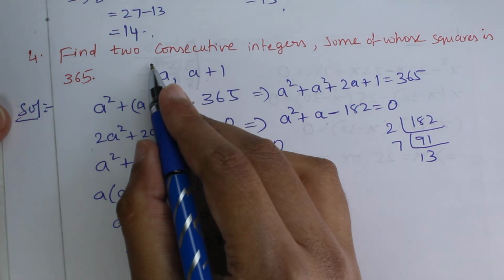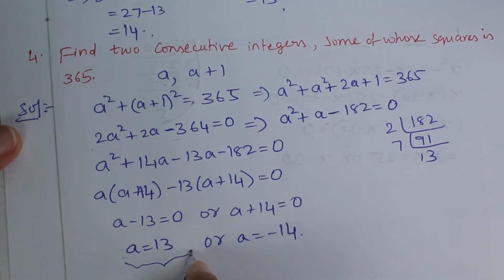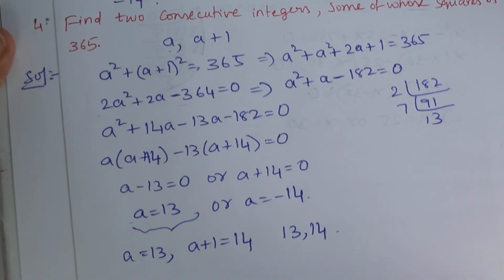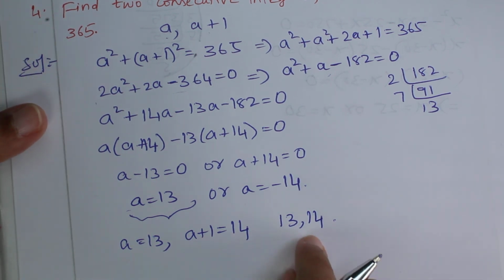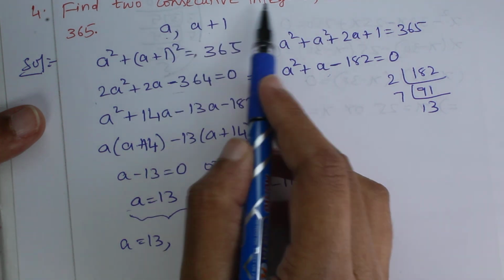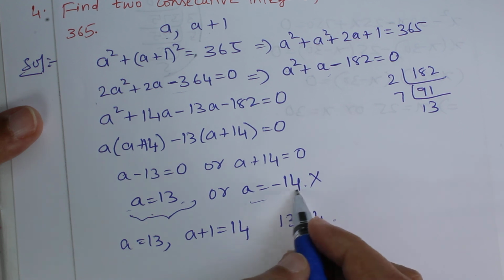But it's given that the consecutive integers are positive. So we'll consider only a is equal to 13, not a is equal to minus 14. So if a is equal to 13, the next consecutive number will be a plus 1, right? A plus 1 is equal to 14. So the two numbers are 13 and 14. Okay, hope this is clear for you. We have ignored this case because he has mentioned that they are positive consecutive integers. So that's why we have taken 13 and 14, not minus 14.